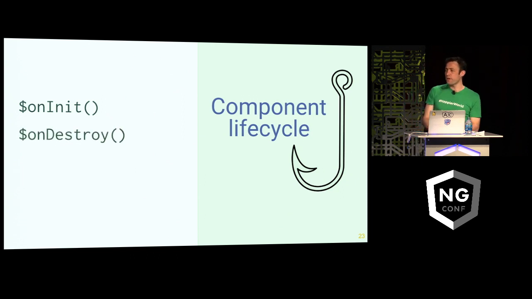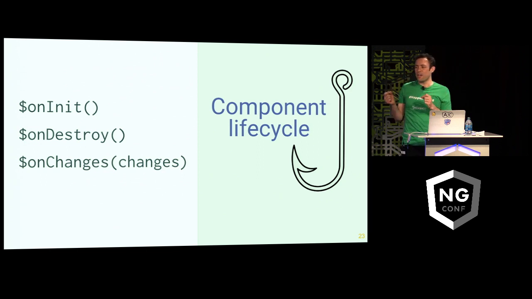On $onDestroy, this one gets called when the containing scope that contains the component gets destroyed. So not when the isolated scope gets destroyed, but the thing that contains the component gets destroyed. I would use this to clean up any resources that I've created, or if I've created watches which are not specific to the isolated scope, then obviously I have to clean those up too.